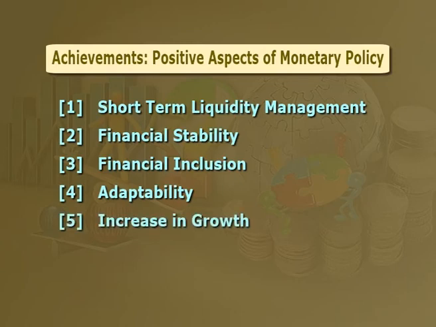Point number 5. Increase in growth. To maintain the growth of economy, RBI has used its instruments effectively. At present, India is the fastest growing economy among the major countries. Thus, monetary policy has played an important role in this area.